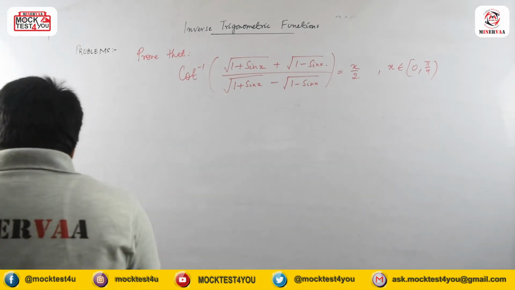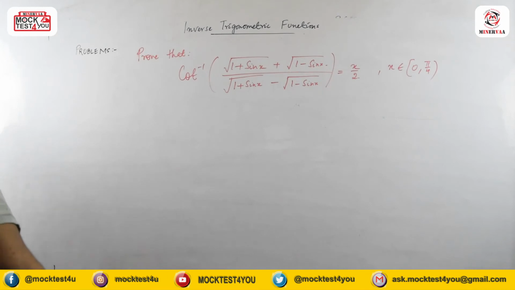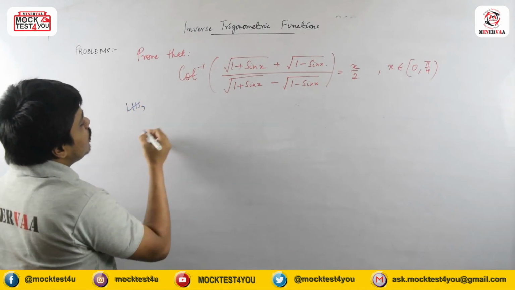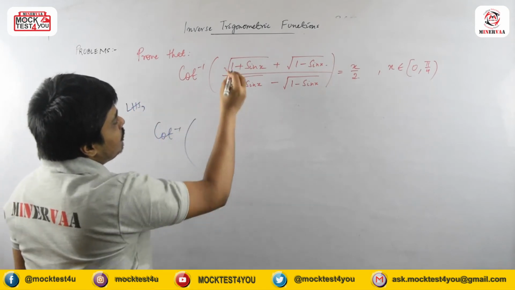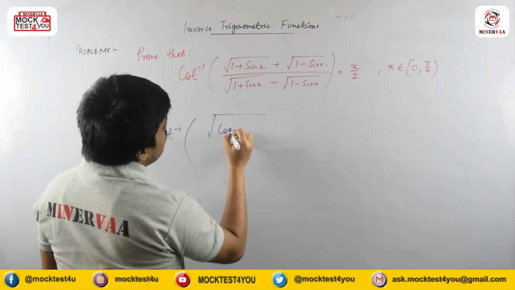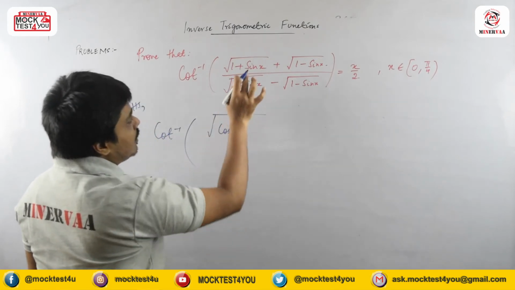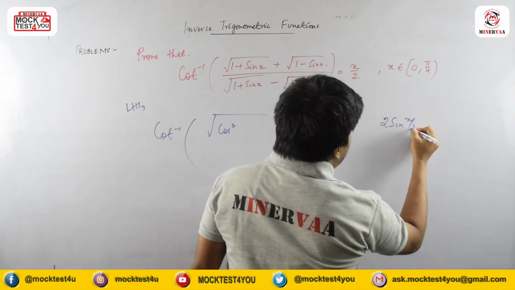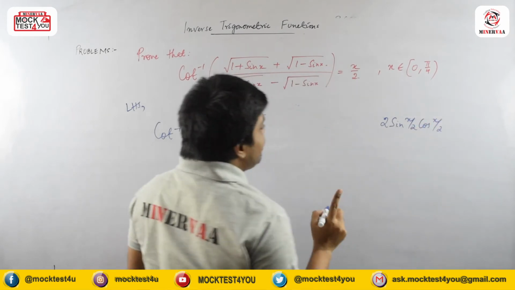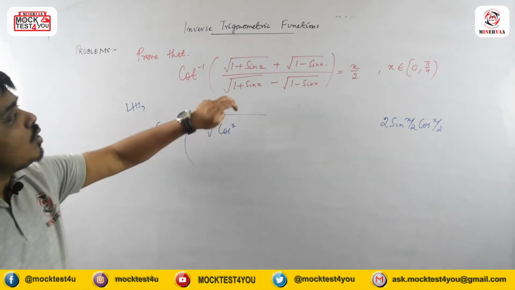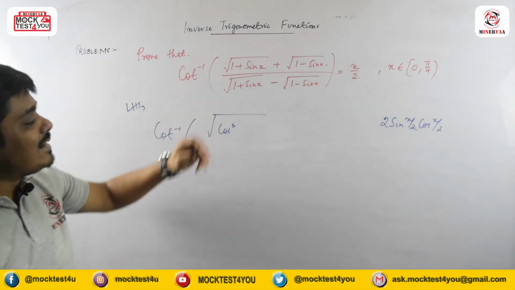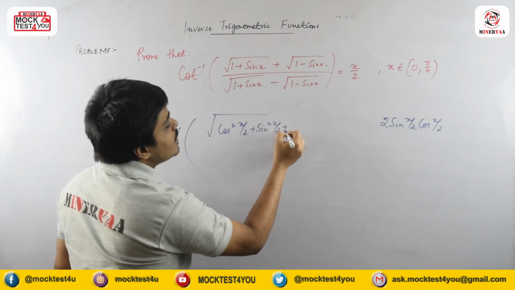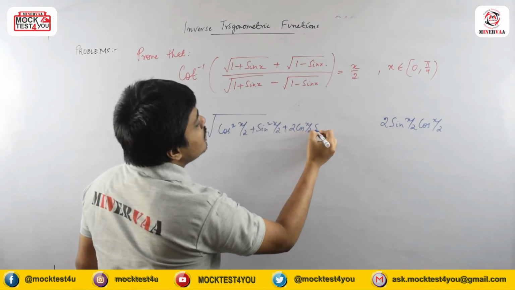Now look at the left hand side very carefully, and what I see in here is, inside the square root it is 1 plus sine x. So I will write that one as root over of cos square x by 2 plus sine square x by 2 plus, sine x I can write as 2 sine x by 2 and cos x by 2. So 2 cos x by 2 sine x by 2.